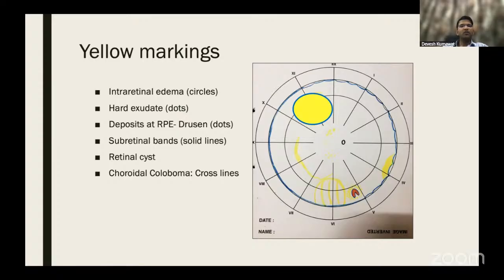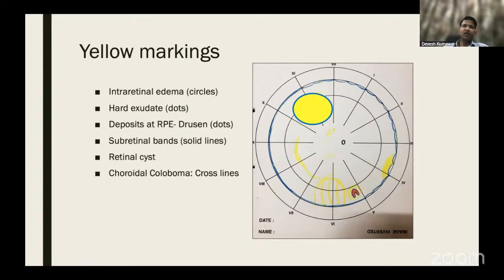And then drusen, again by yellow dots. There is no way to differentiate between hard exudates and drusen. You can label it in addition to the color notation. Then subretinal bands are shown by solid lines. Then a retinal cyst, as shown, has a blue margin around it in a detached retina, and then there is a cyst, so again, it's yellow. Then choroidal coloboma is also yellow, the area of defect of the outer retina, the RPE and the choroid.